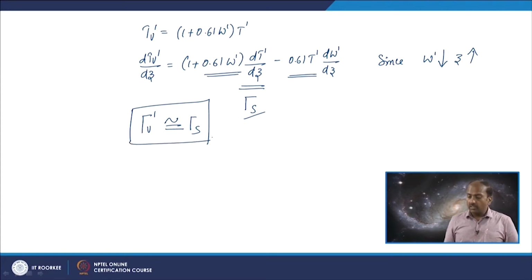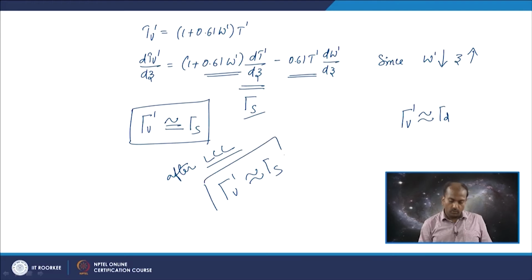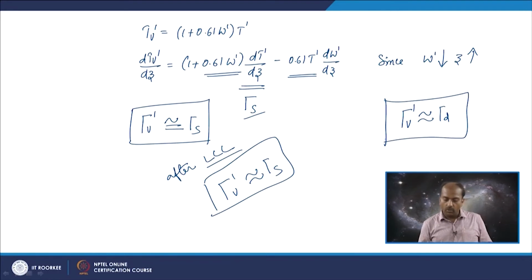Before reaching saturation, when the atmosphere was dry, we wrote gamma V prime, the rate of change of virtual temperature inside the air parcel, as almost equal to gamma D. Now, after LCL, we say that gamma V prime is approximately equal to gamma S. So, these are two important things that we should keep in mind, right.